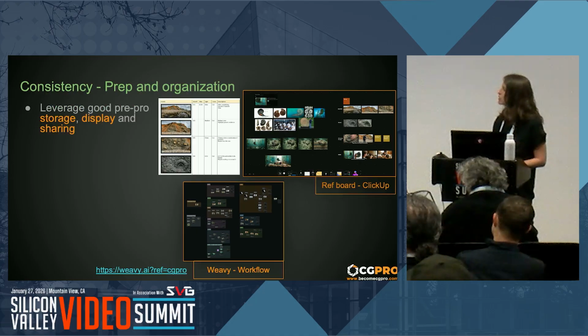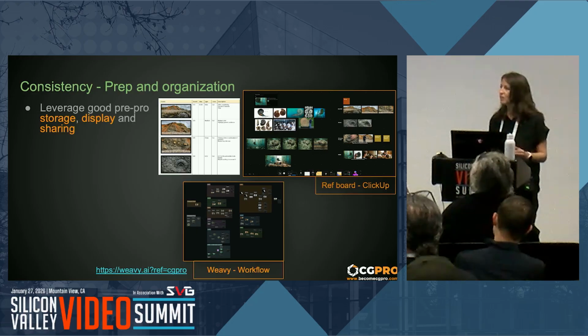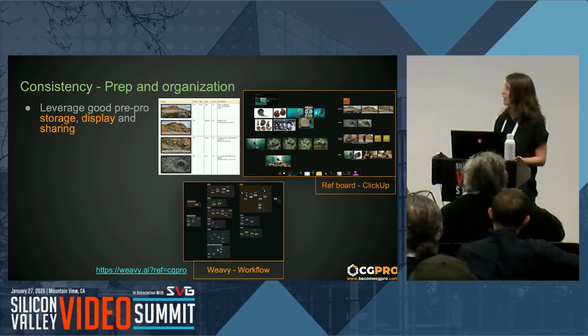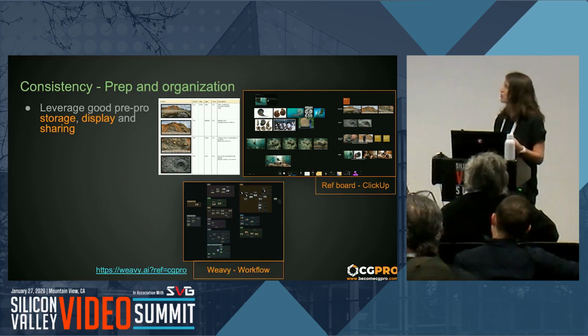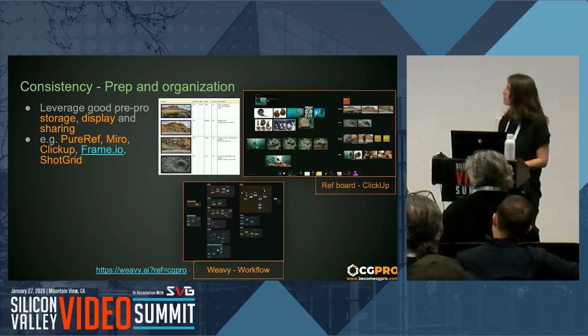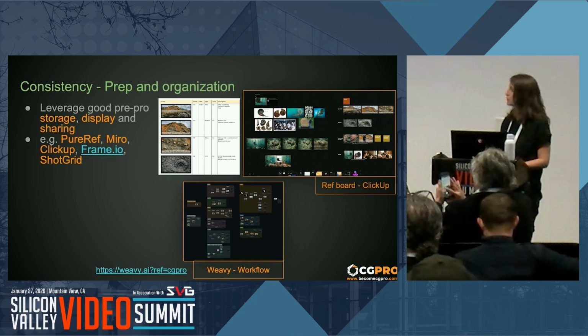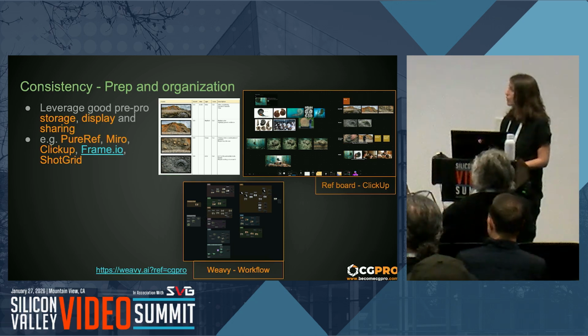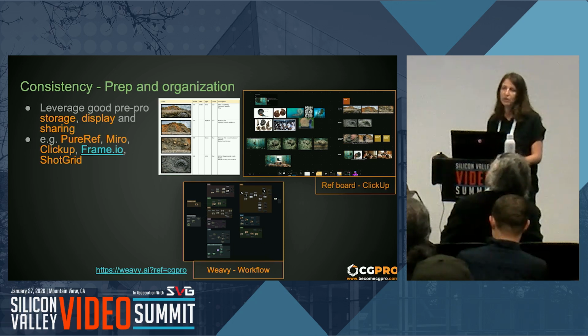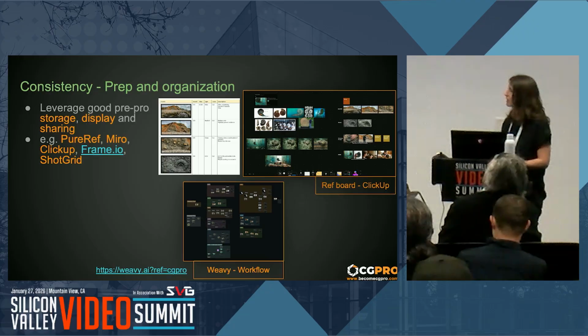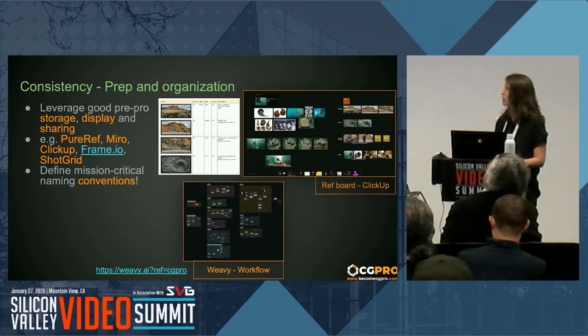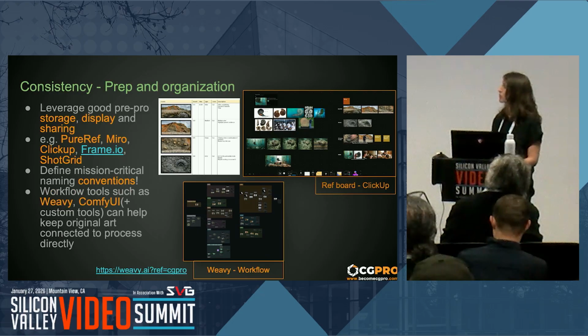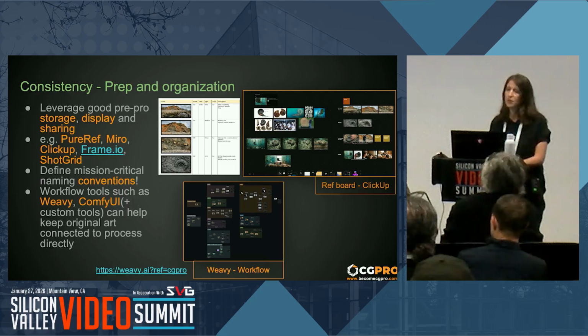Now, the next thing that you can do is also, the same things that worked in post-production and production are also valued here. Use the same storage, use the same sharing, name your stuff well, use tools such as PureRef, Miro, ShotGrid. If you're working on a bigger project with a bigger team, you're definitely going to want to consider ShotGrid. Define mission critical naming conventions. Use workflow tools such as Comfy and Weavy.